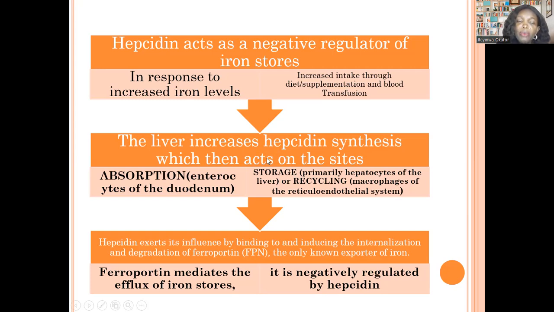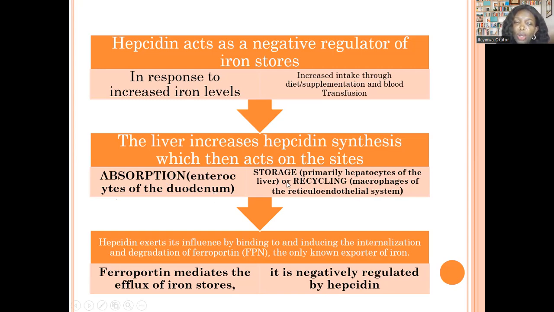And when this is done, this hepcidin will now act on 3 sites. The first is the absorption site at the duodenal enterocyte, at the proximal duodenum, where iron is absorbed from the diet. Remember the diagram that we showed earlier? The hepcidin blocks the ferroportin channel there, and iron is no longer absorbed through the duodenum.